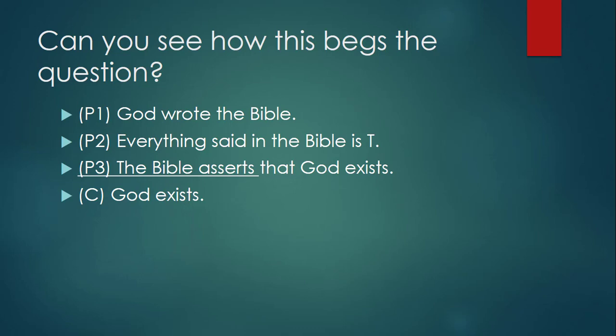Why is everything said in the Bible true? It's because God exists and God wrote the Bible. Well, if everything said in the Bible is true, the Bible asserts that God exists. Therefore, God exists. However, that conclusion is implicitly contained within the first premise. Therefore, this argument is a bad one.